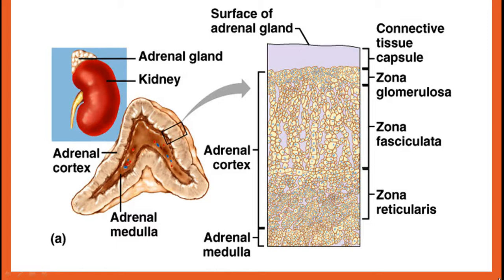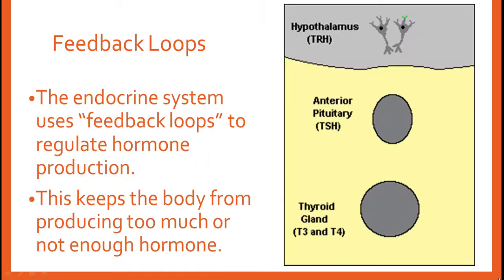That's the flight part of it. So fascinating, okay? Remember, adrenaline is the same thing as epinephrine. There's just a different name for it. Adrenaline because it comes from the adrenal gland. Okay. The endocrine system uses something called feedback loops to help regulate this. It keeps the body from producing too much or not enough of a hormone.